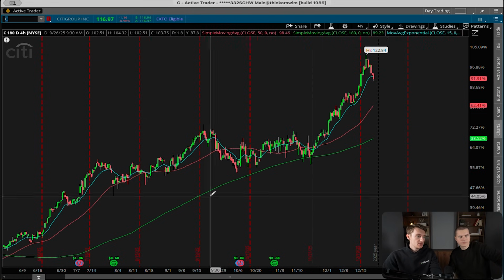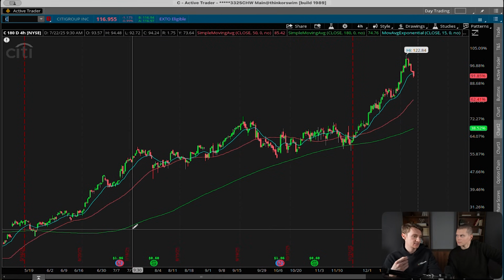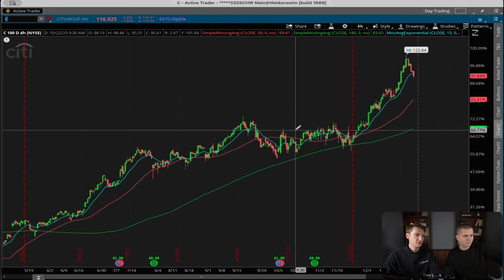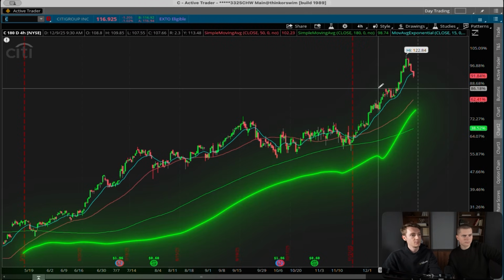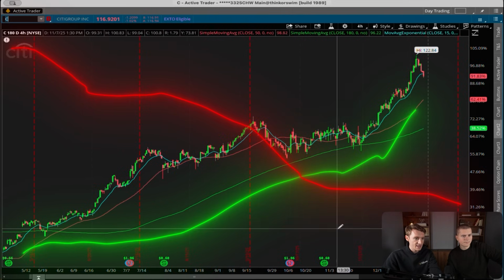Okay, so we're trying to identify charts that, in this case, for this strategy, have candles trading above the green line. Okay, so that's the biggest thing. So that's bullish, right? That's bullish. So when a stock is moving from the bottom left to top right, that is a bullish trend. And when a stock is moving from the top left to bottom right, that is a bearish trend.